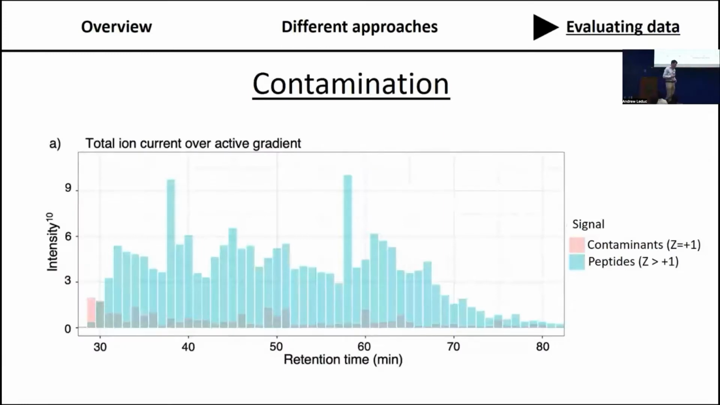Another important metric, like I've been talking about for the majority of this talk, is keeping the contamination low. In mass spectrometry, ions that have a charge of 1 are generally coming from contaminants, whereas peptides tend to have charges of +2 and higher. And so we can try to get a sense for the amount of contaminants in our sample versus the amount of peptides we're delivering by comparing the intensity of species with higher than +1 charge to species with +1 charge.